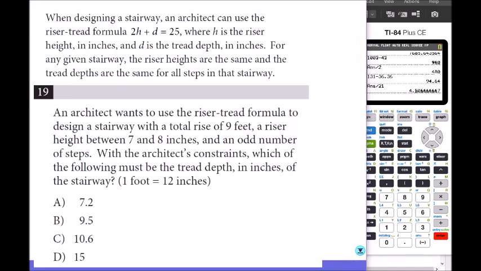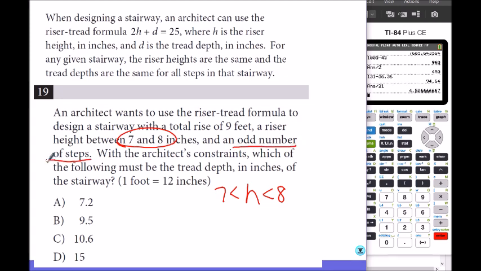19. So same script, 19. An architect wants to use the riser tread formula to design a stairway with a total rise of 9 feet. A riser height between 7 and 8. So height must be between 7 and 8, meaning not including, right? And an odd number of steps. There should be an odd number.